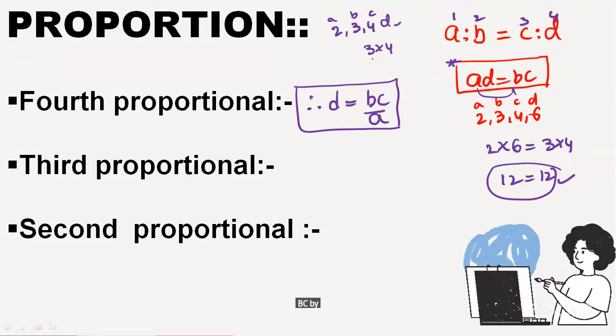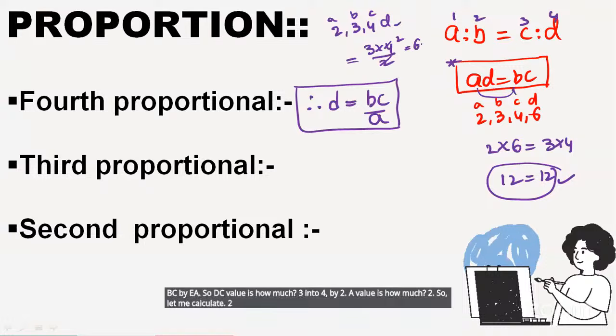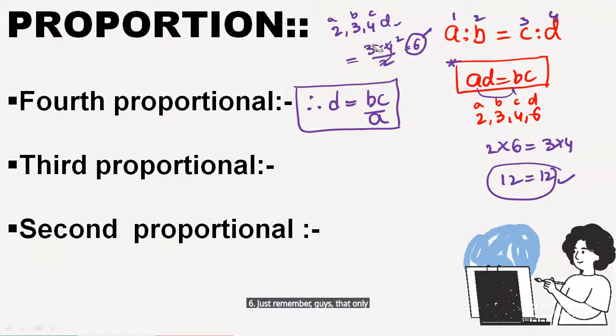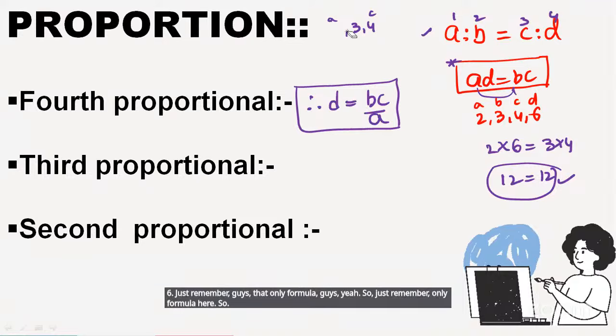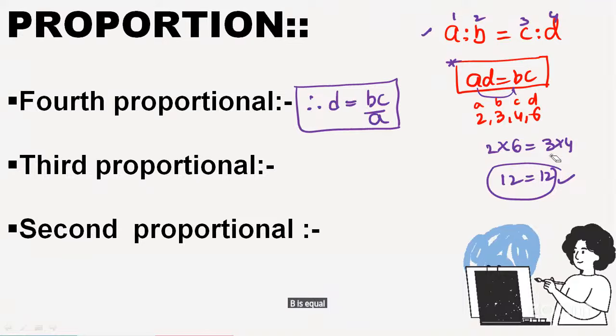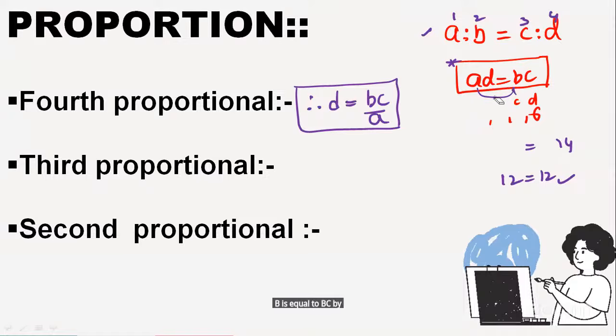BC value is how much? 3 into 4 by 2. A value is how much? 2. So let me calculate: 2 ones are 2, 2 twos are 3 twos are 6. D value is how much, guys? 6. Just remember only the formula here, guys. Fourth proportion formula: D is equal to BC by A.